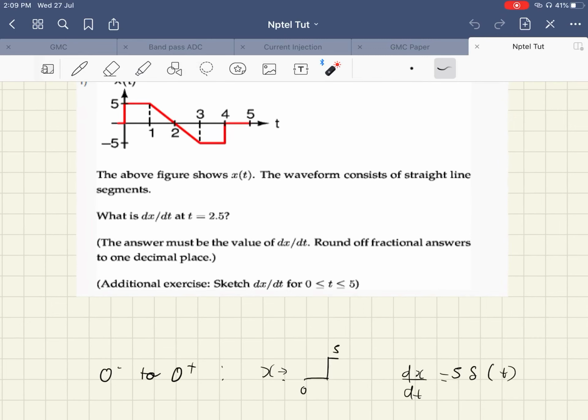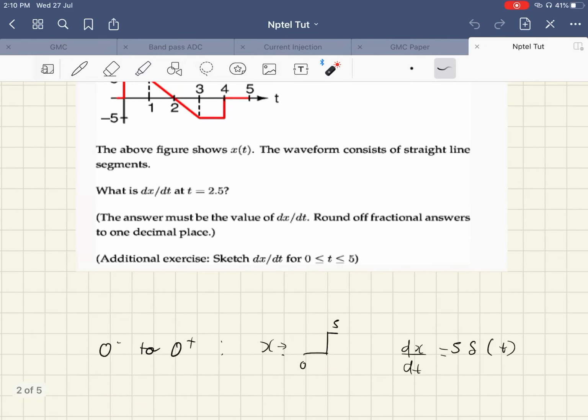So, this waveform consists of multiple segments of straight lines. Now, let's consider the first segment, that is from 0 minus to 0 plus. In this, there is a step in the waveform x, and its differentiation will be an impulse function multiplied by the size of the step, that is 5 del of t.